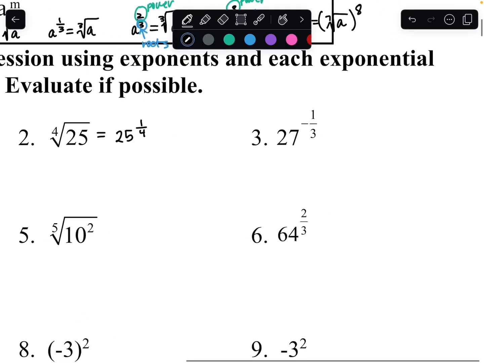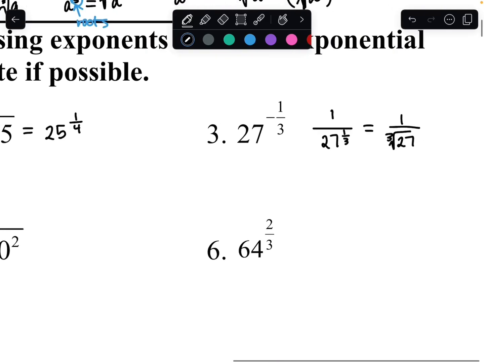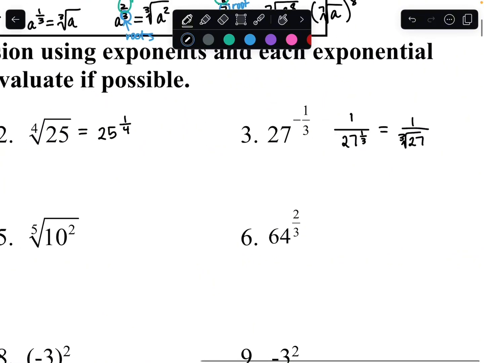Here I see 27 being raised to a negative exponent. And so the first thing we're going to do is apply the negative exponent rule and move that to the bottom of the fraction so that we have a positive 1/3 exponent. And then a 1/3 exponent is the same as a cube root of 27. And a cube root just uncubes something. So the number cubed that would give you 27 is 3. And so this is the same as 1/3. That would be our simplified answer.